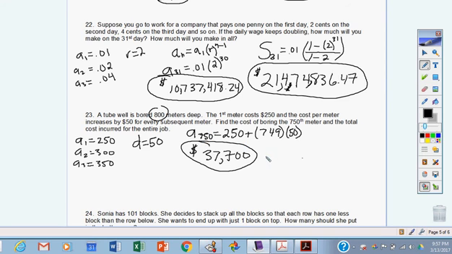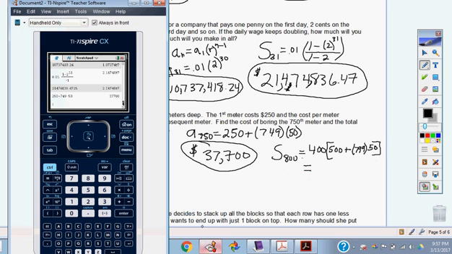So then the next question says the total cost incurred. So that means the sum of all 800 meters. Well, 800 divided by 2 is 400. So then I have 2 times my first term, so that's going to be 500 plus n minus 1, so that'll be 799. And that would be times my d value, which is 50. So using those summation formulas that we have there, I want you to see what this number would be.